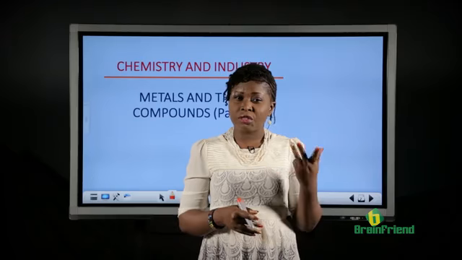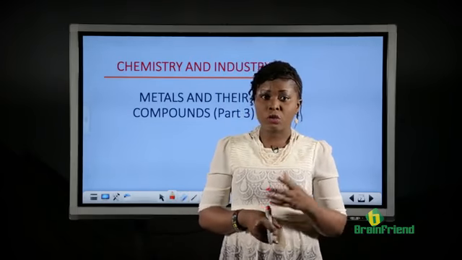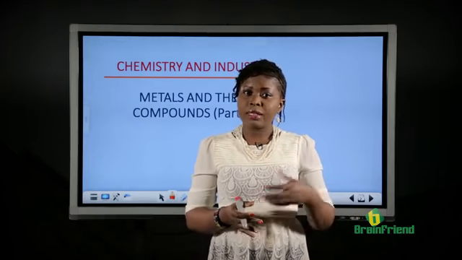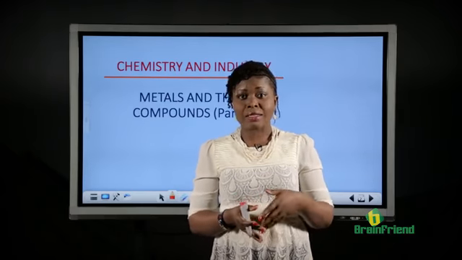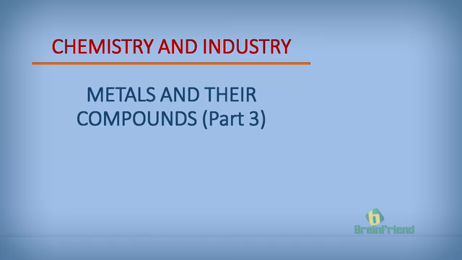We said that there are 3 general principles, which are concentration of ores, roasting in air, and reduction of the ores. And this reduction also has 3 kinds. We have reduction with carbon or carbon dioxide, we have thermal reduction, and we have electrolytic reduction. That we did in metals and their compounds part 1.